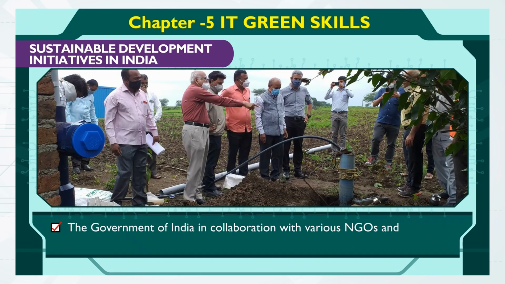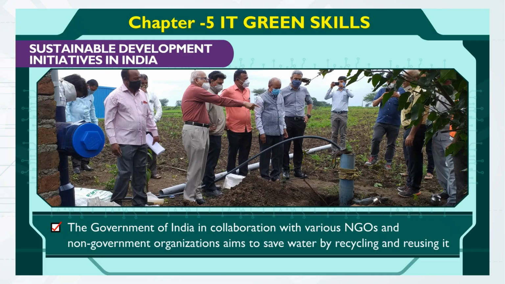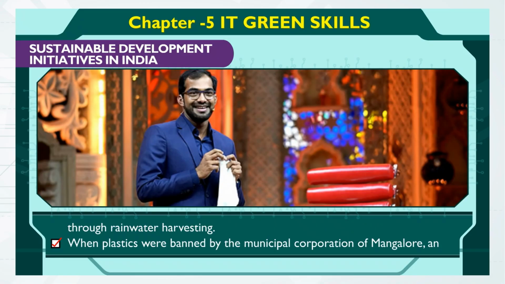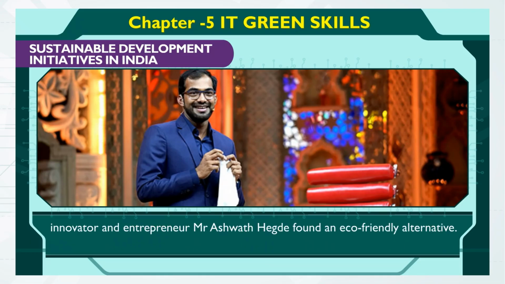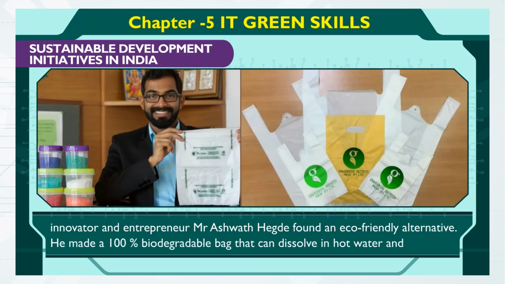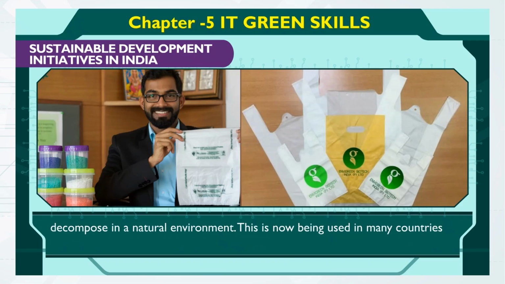The Government of India, in collaboration with various NGOs and non-government organizations, aims to save water by recycling and reusing it through rainwater harvesting. When plastics were banned by the Municipal Corporation of Mangalore, an innovator and entrepreneur, Mr. Ashwath Hegde, found an eco-friendly alternative. He made a 100% biodegradable bag that can dissolve in hot water and decompose in a natural environment. This is now being used in many countries and is going to help the environment.